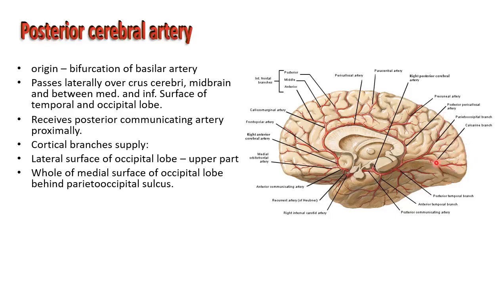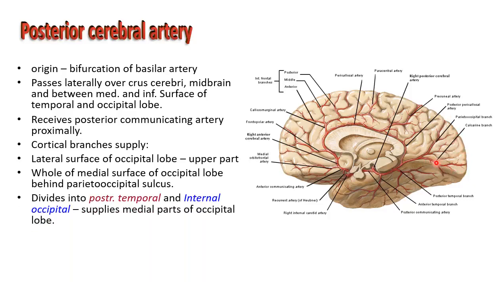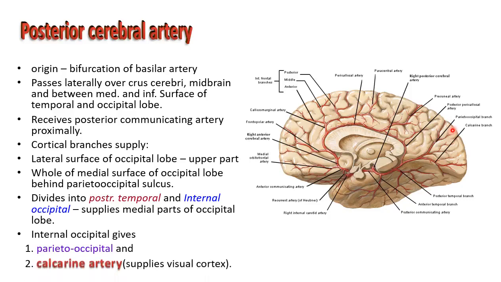is actually supplied. As I told you, it divides into posterior temporal, which you are able to see here, supplying your temporal lobe inferior surface, and internal occipital. This is your internal occipital, which again divides into the parieto-occipital branch and then your calcarine branch. So the internal occipital mainly gives the parieto-occipital and then your calcarine artery.